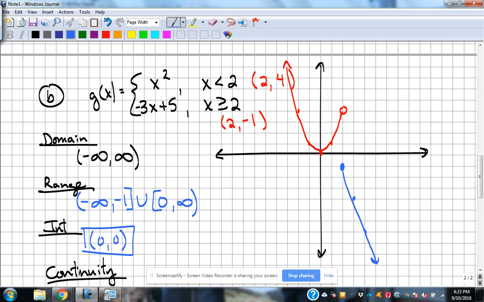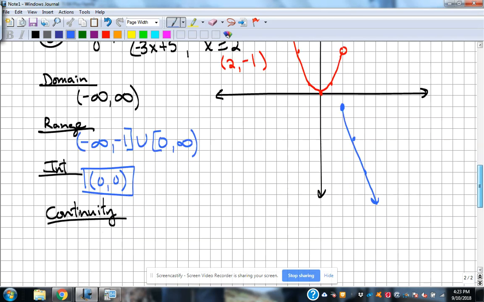Is this a continuous or discontinuous graph? Why? You've got to pick your finger up to go to the next piece, right? Sometimes they connect. Not often, but sometimes they do. Okay, so this one would be discontinuous.